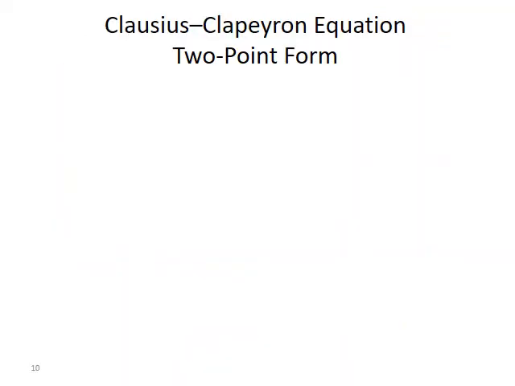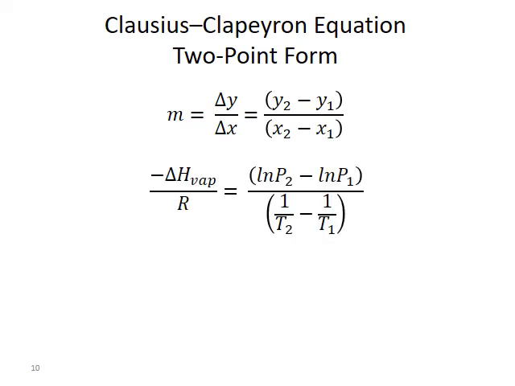Another useful form of the Clausius-Clapeyron equation is the two-point form. The two-point form does not require graphical analysis. It's a rearrangement of the slope formula for a straight line. The slope of a straight line is equal to the change in y over the change in x. If only two data points are used, this becomes y2 minus y1 divided by x2 minus x1. In the linear form of the Clausius-Clapeyron equation, y is the natural log of vapor pressure, while x is the inverse of temperature. Slope is the negative of the enthalpy of vaporization divided by R.